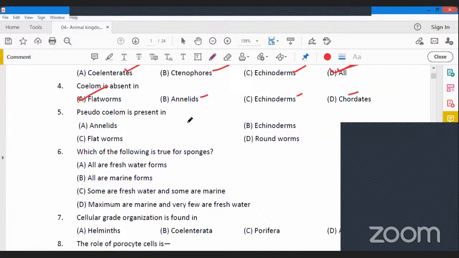Pseudocoelom is present in. Where do you find pseudocoelom? Fifth one. Pseudocoelom is found in roundworms. Annelids are coelomates. Flatworms are acoelomates. Echinoderms are coelomates. Annelids and echinoderms here are coelomates. Flatworms are acoelomates. Roundworms are pseudocoelomate.